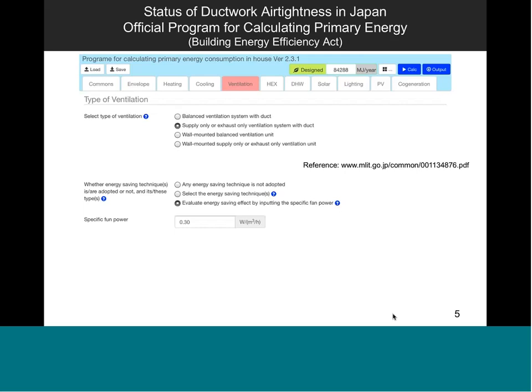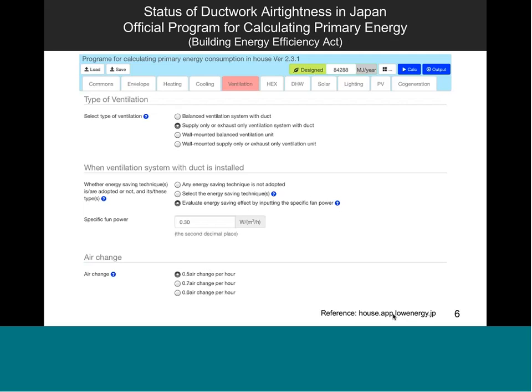I would like to show you the official program for calculating the primary energy. As you see, we have an English version. And please see the upper part. Here you can see the envelope, heating system, cooling system, ventilation. This is the heat exchanger, I mean the heat recovery ventilation, and lighting, something like that. So ventilation is most related to the airtightness of ductworks. So I would like to show it here.